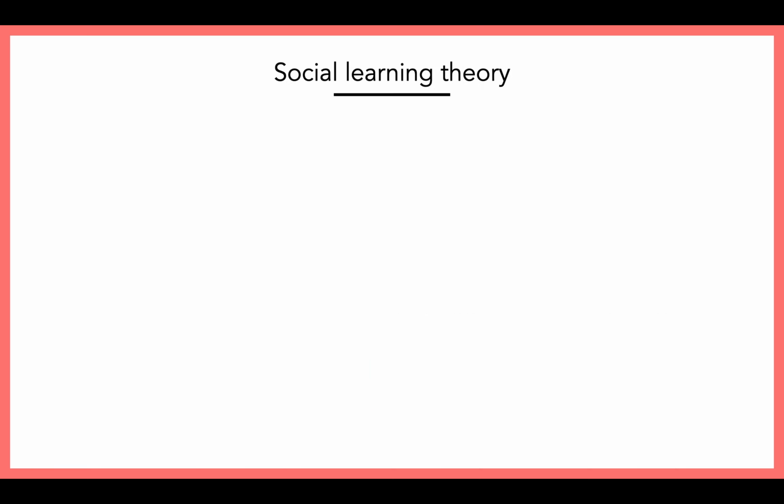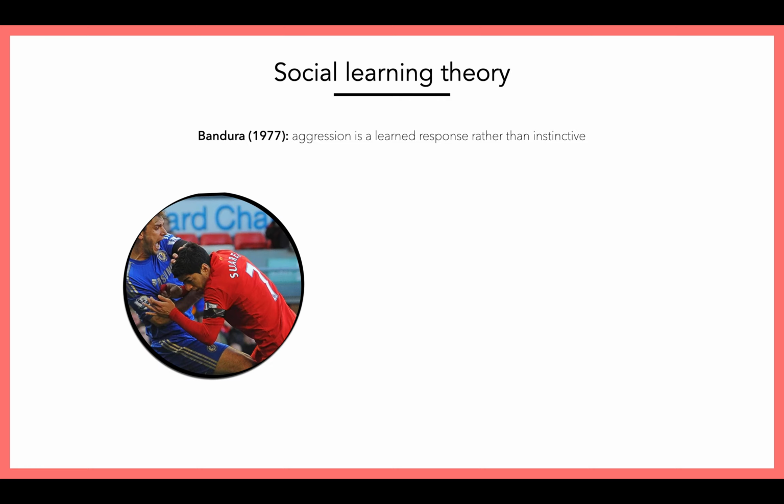Okay. And as you'll be pleased, the fourth and final, the social learning theory, very common. You'll have seen this. It's Bandura. Okay, so again, like the trait, similar words are going to come up. So Bandura said aggression is a learned response rather than instinctive. So the opposite. Okay. Now I've put an example there of Luis Suarez, a poor role model, and we'll come on to that in a moment.